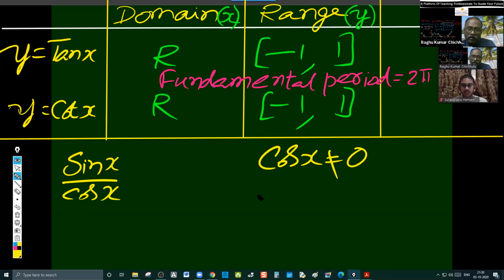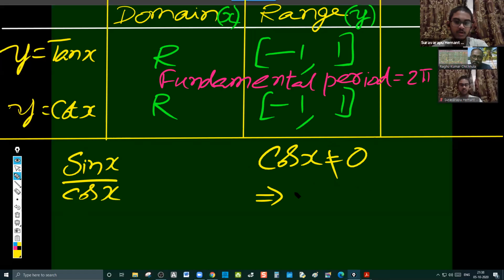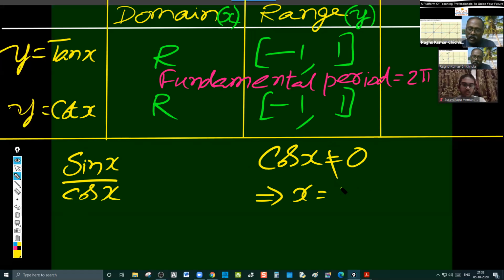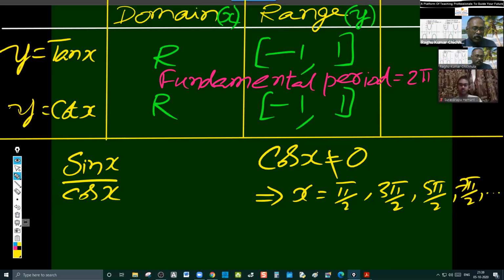You tell me, for what value of x does cos become 0? Pi by 2. That's good. And you have to understand that for every odd multiple of pi by 2, it becomes 0. If you see the graph of it, for every odd multiple of pi by 2, it becomes 0. I'll show you that for your better understanding, whatever the graph is given here.